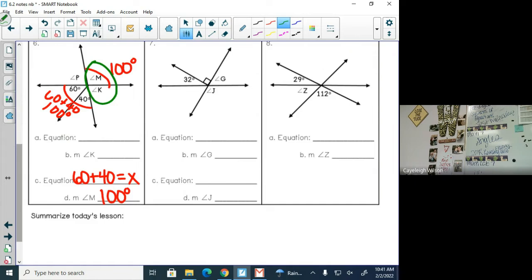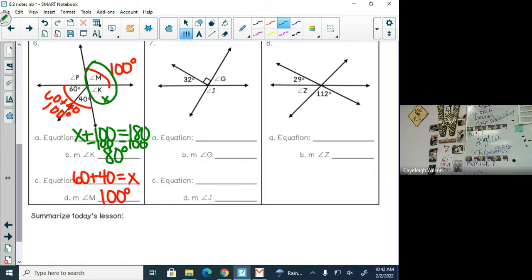So I know that K, my X, plus that 100 has to be 180 because they are supplementary. They are next to each other, so they have to add up to 180. So I subtract 100, and the measure of K is 80. What's the measure of P? 80, because it's vertical from K, which means they're equal.